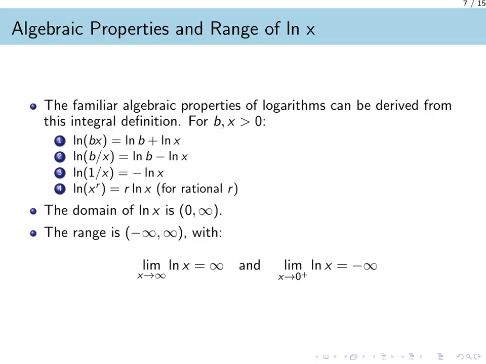Similarly, the logarithm of a quotient, b over x, becomes the difference, ln of b minus ln of x. And finally, the logarithm of x raised to a power r is simply r times the logarithm of x. These properties help explain the function's behavior across its full domain.